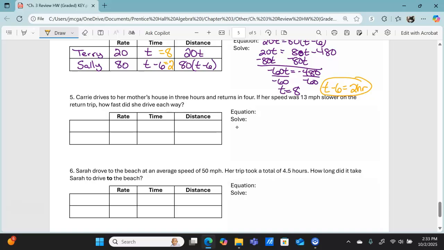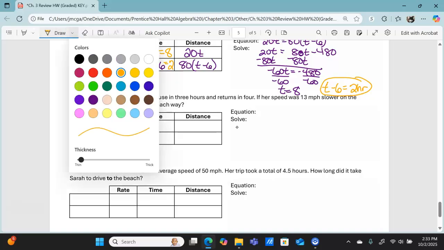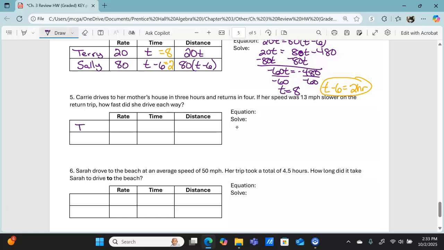Carrie drives to her mother's house in 3 hours. So it took her 3 hours, and she returns in 4. Her speed was 13 miles per hour slower on the return trip. So we don't know what her rate was there, but we do know this was 13 slower. So 3x equals 4 times x minus 13, which is 4x minus 52.